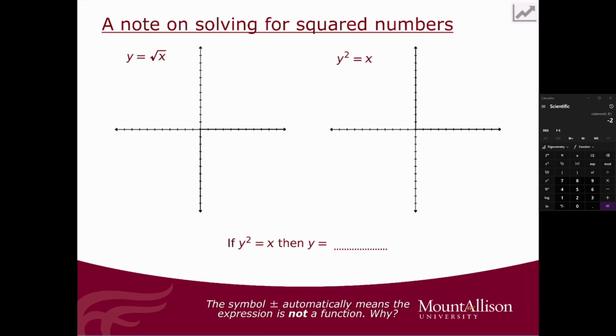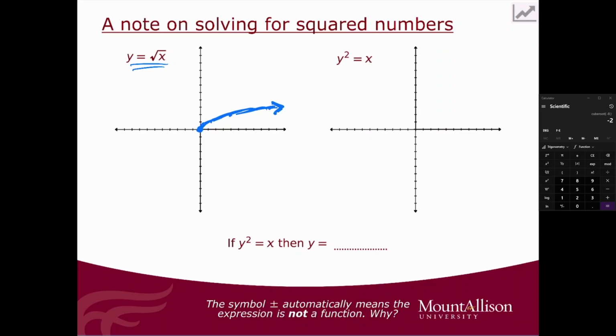Okay, so now that we've looked at our toolkit function of the square root, I wanted to do one little extra discussion on solving for squared numbers. So if we had a function y equal to the square root of x, what we're going to end up seeing is something that looks like this, where it starts at 0, 0, and then it kind of shoots off to the right.